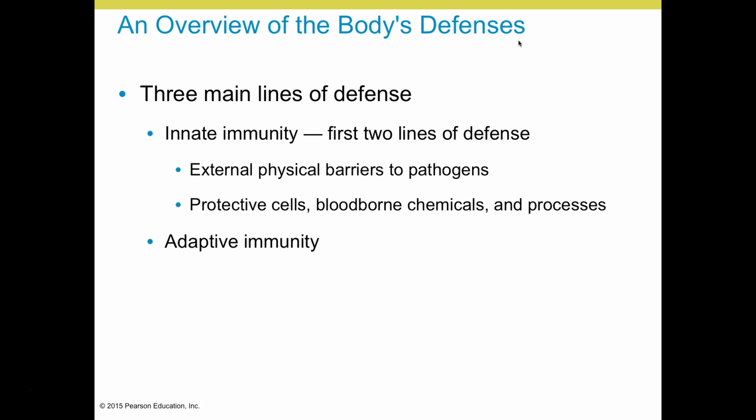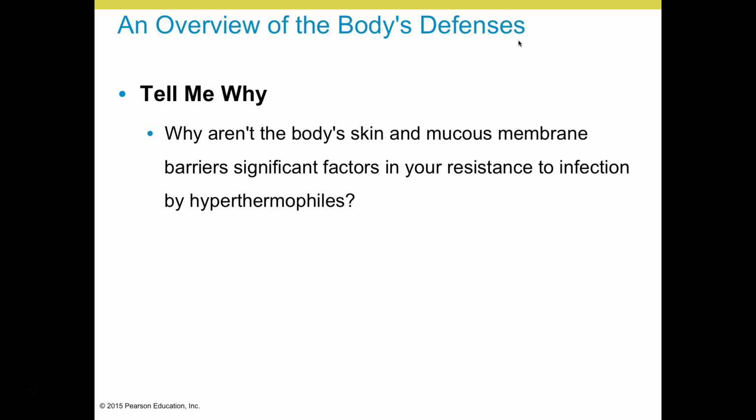There are three main lines of defense: your external skin, which is the epithelial tissue, your connective tissue, and your inner organs. Tell me why. Now think about temperature.